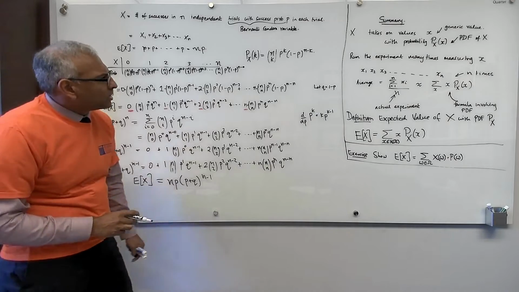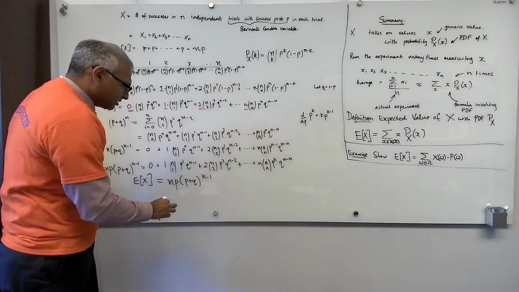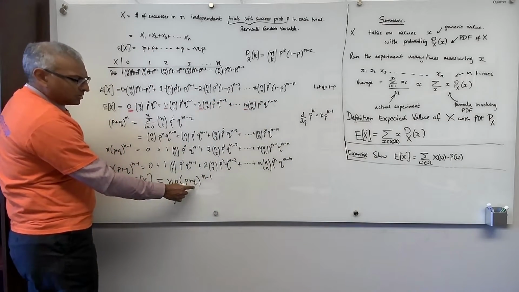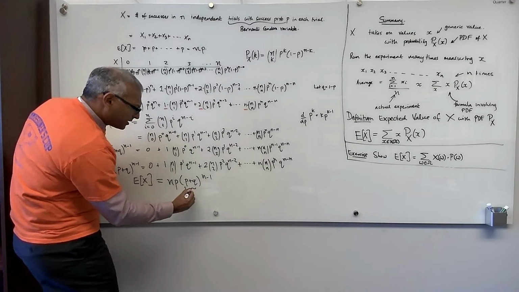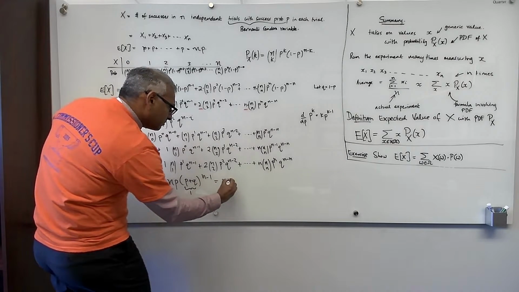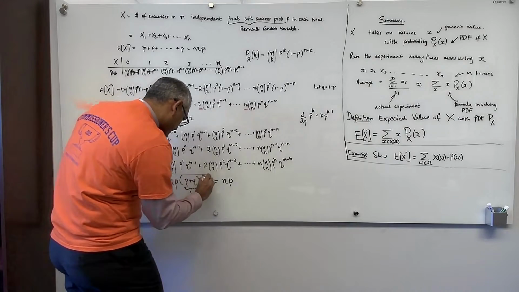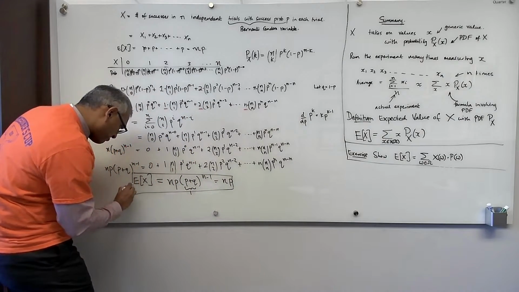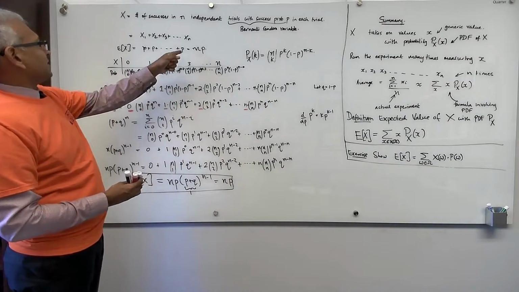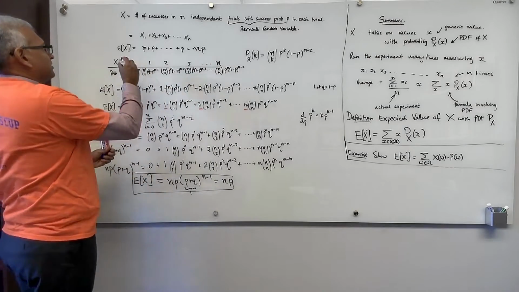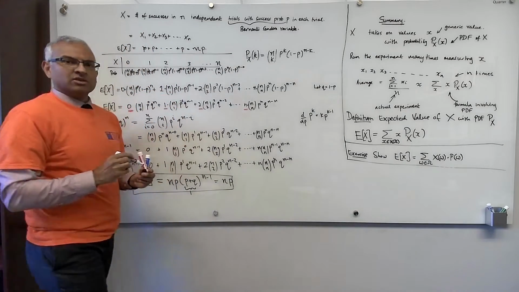Okay, but now we know that q is 1 minus p. So p plus q is just 1. This is just 1, so this is n p. Bam! And I derived it. What we guessed has been derived.